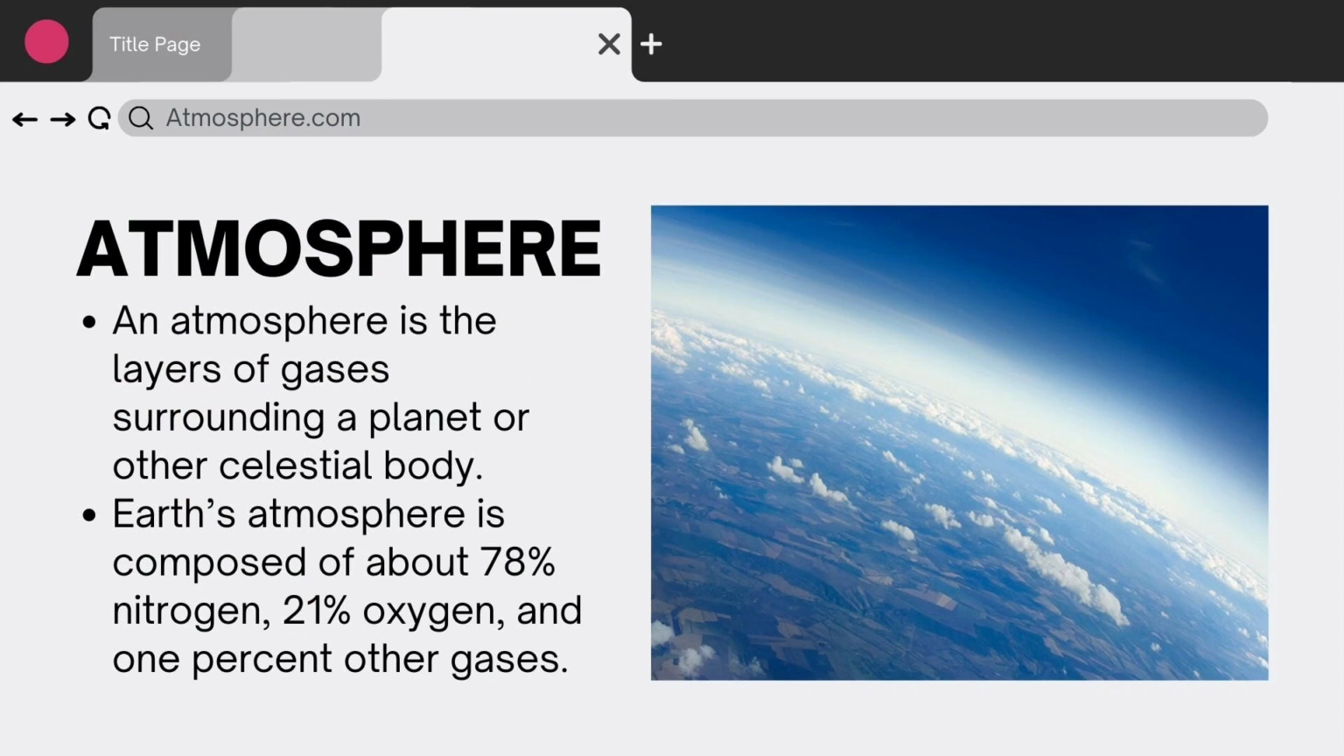Let's start with defining atmosphere. What is atmosphere? One of the main components of Earth's interdependent physical system is the atmosphere. An atmosphere is the layer of gases surrounding a planet or other celestial body. Earth's atmosphere is composed of about 78% nitrogen, 21% oxygen, and 1% other gases. These gases are found in layers of atmosphere.